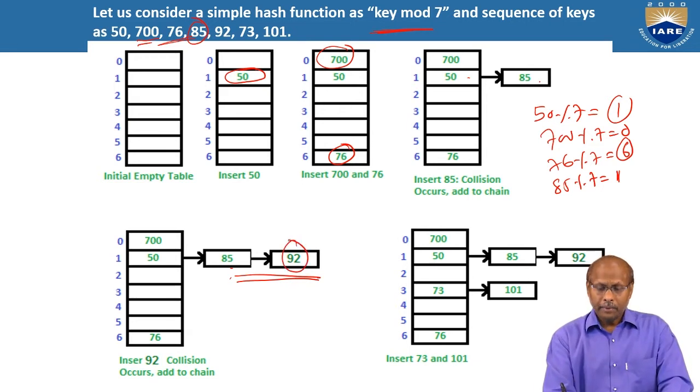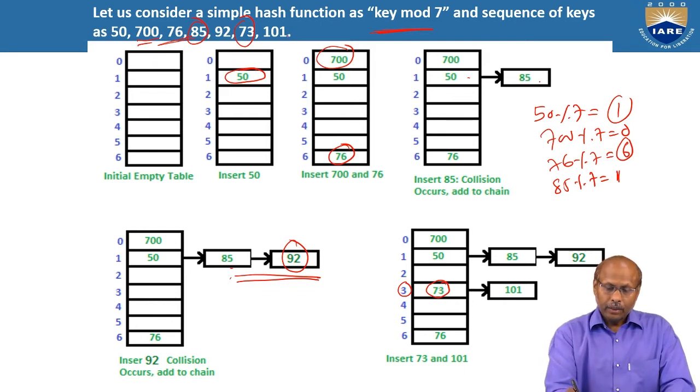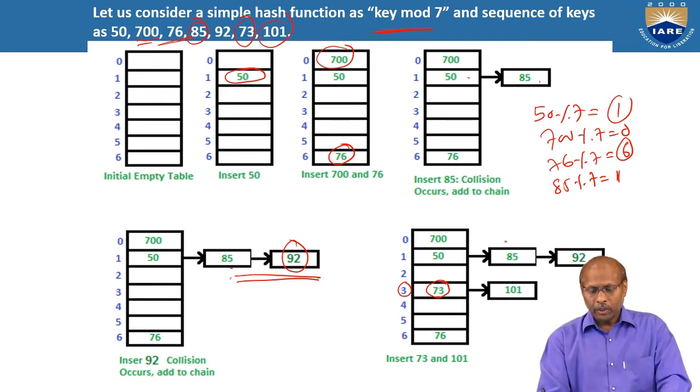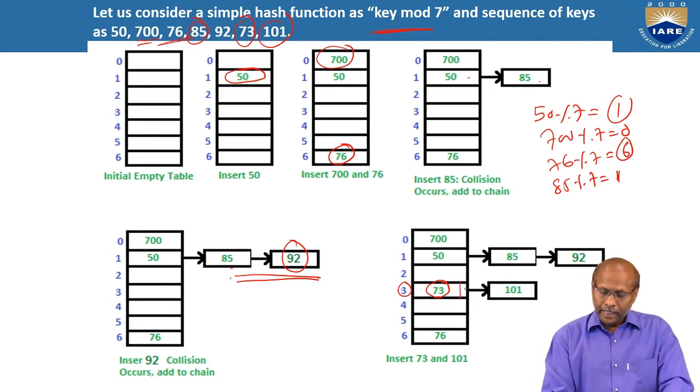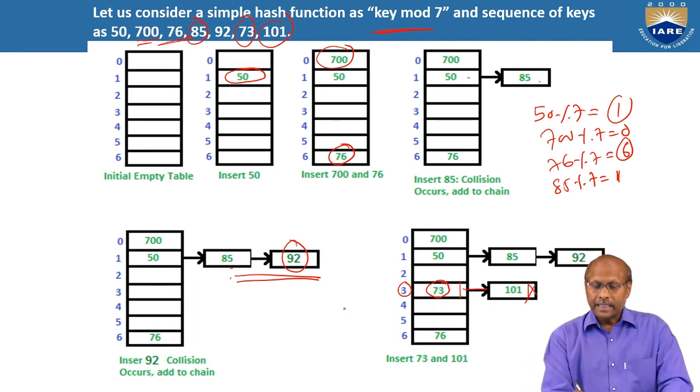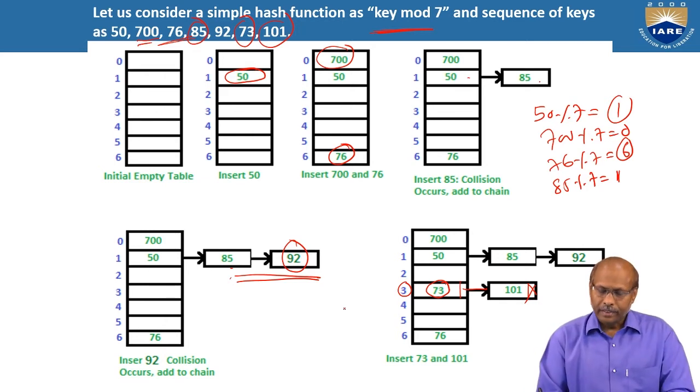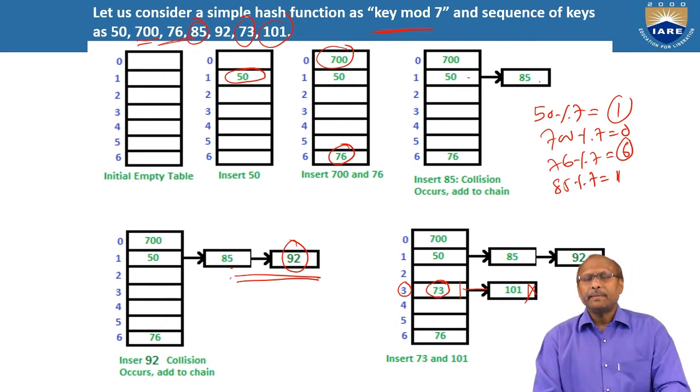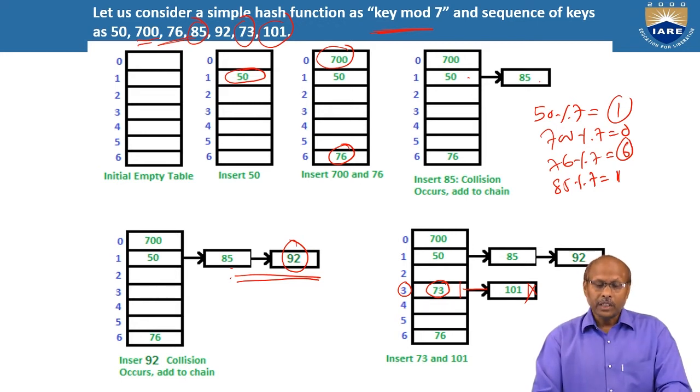After 92 then 73 comes. When 73 comes, 73 modulus 7, the index is 3. So in the 3rd position you can store the data 73. Okay. Next 101. When 101 comes, 101 modulus 7, the remainder is 3. As 73 is already available, it will be linked with this. So my linked list is now created. Like this, it will maintain a set of links. So the chaining technique maintains a set of linked lists. This way, the data will be stored in a chaining way in the hash table.